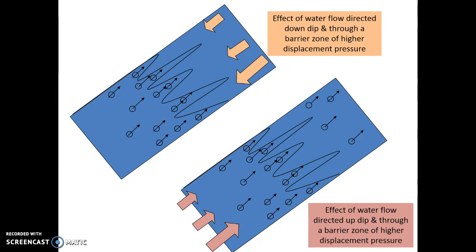Okay, you can see here if the strata is down dip, the water will flow in down dip directions, right? So the oil globules, which are less dense than water, will move in the upward direction, against the water direction, and therefore it will cause the oil globules to be rejected from entering the displacement compartment.